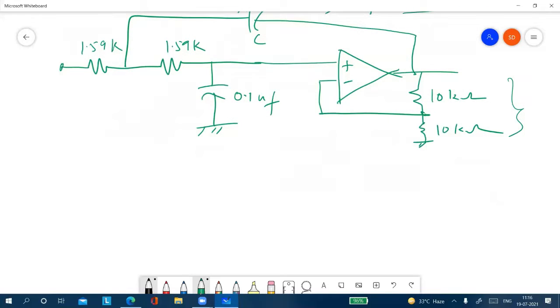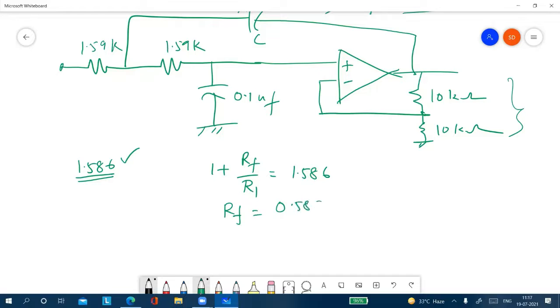Now, if it is a Butterworth filter, we know that in the case of a Butterworth filter, the pass band gain is 1.586. Remember? So if you are asked to design a second order Butterworth filter, the pass band gain is 1.586. That means RF by R1 equal to 1.586, so RF is equal to 0.586 R1. Now, if we select R1 equal to 10 kilo ohm, then RF will be 5.86 kilo ohm.